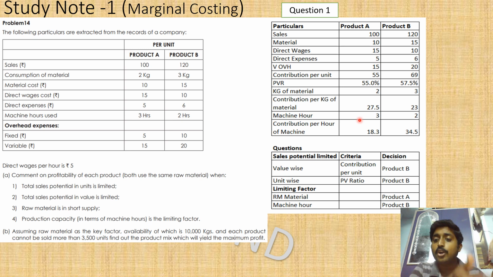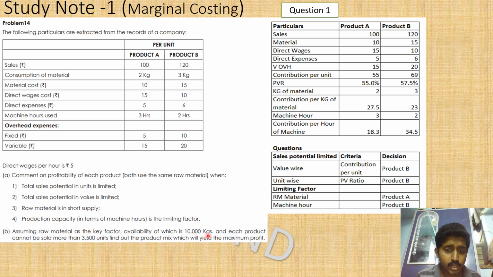As we found contribution per kg of raw material, in the same way we have to find contribution per machine hour. Contribution is 55 rupees and 69 rupees. 55 divided by 3 machine hours is 18.3 per machine hour. Similarly, 69 divided by 2 machine hours is 34.5 rupees of contribution per machine hour. So in this case, product B has higher contribution per machine hour, so product B is the decision. So guys, hope I have made this very clear. Please rewind and watch this video. All the very best, guys.